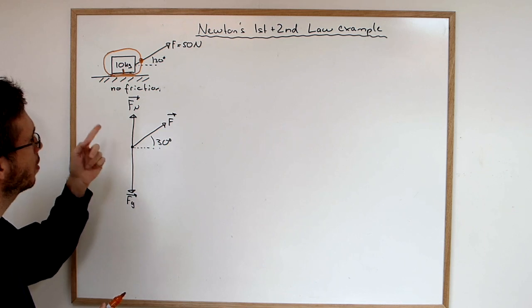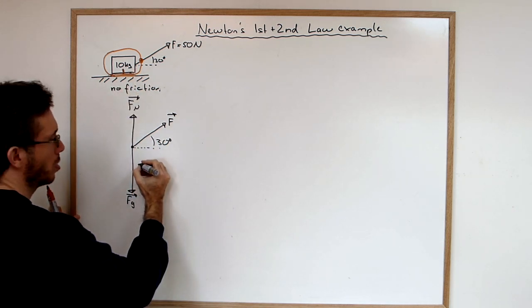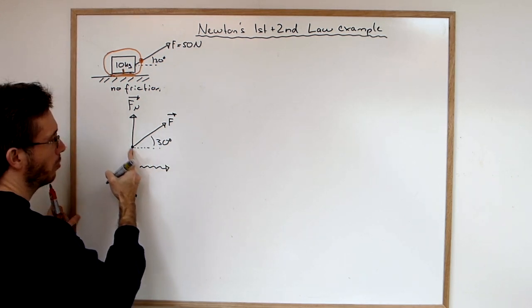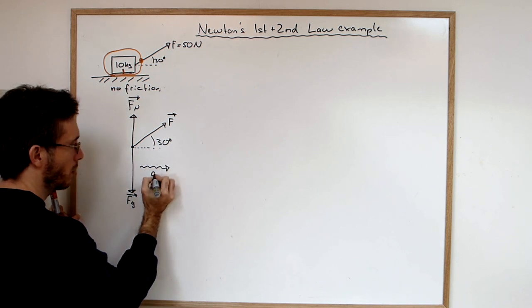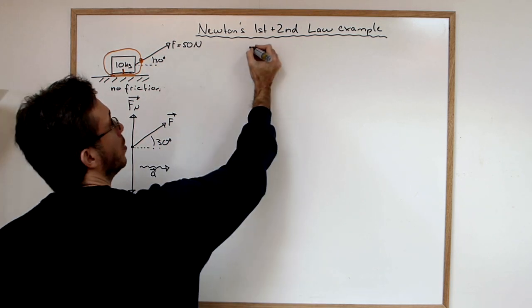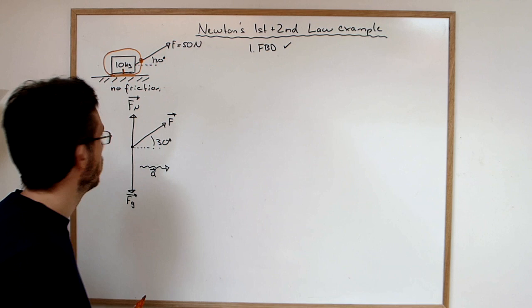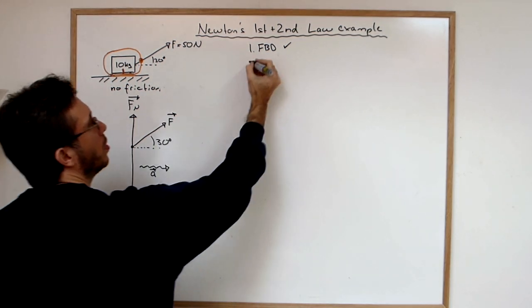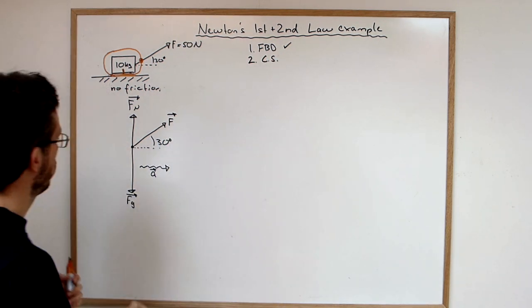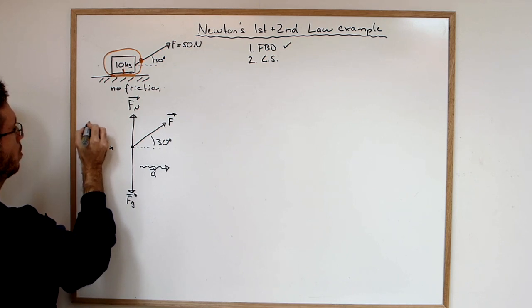Now what I can add is, I can assume which way I think it's going to be accelerating. I think this box will accelerate to the right. So I draw next to my free body diagram, not connected to it, my acceleration. So first step is done. Free body diagram, stop. Second step, choose a coordinate system. So here it looks like a regular coordinate system will do the trick.